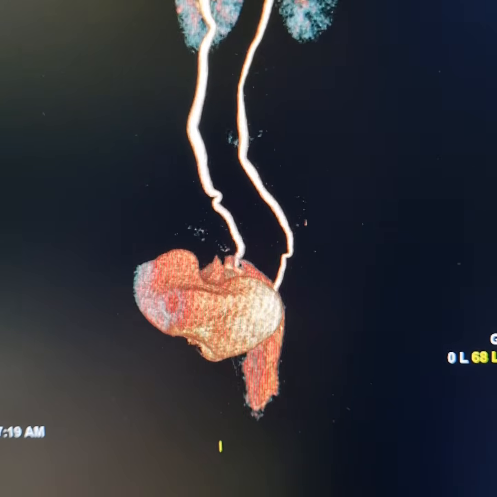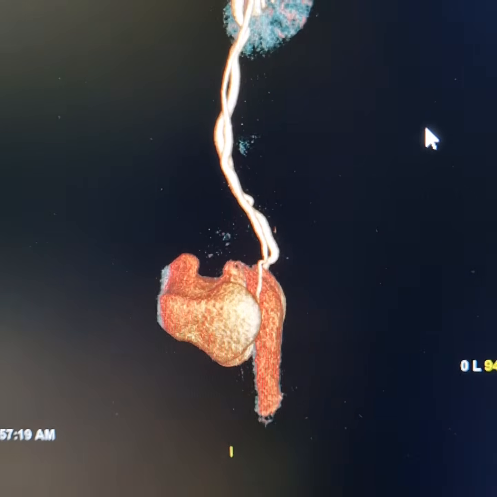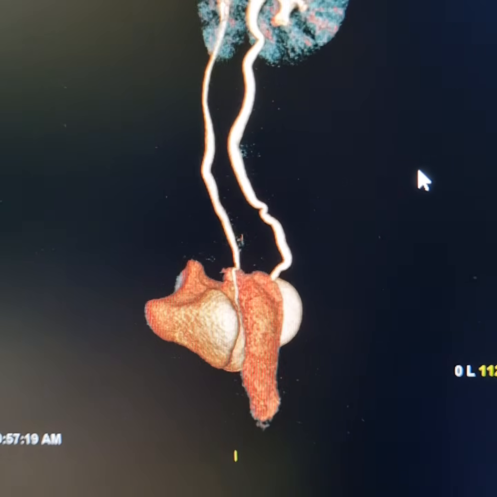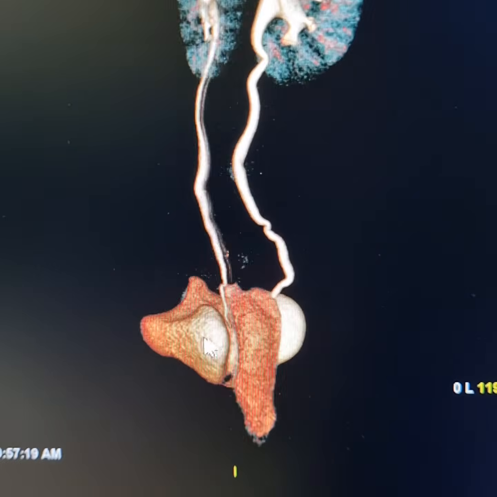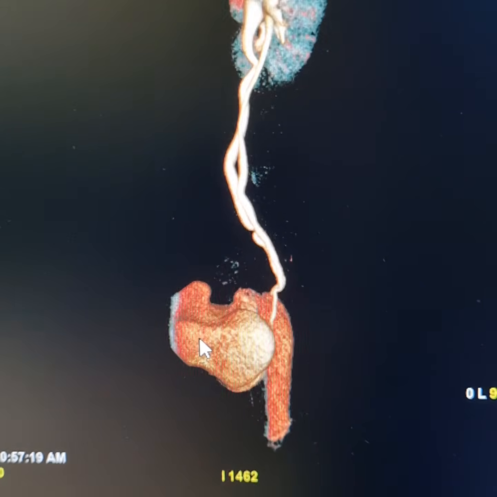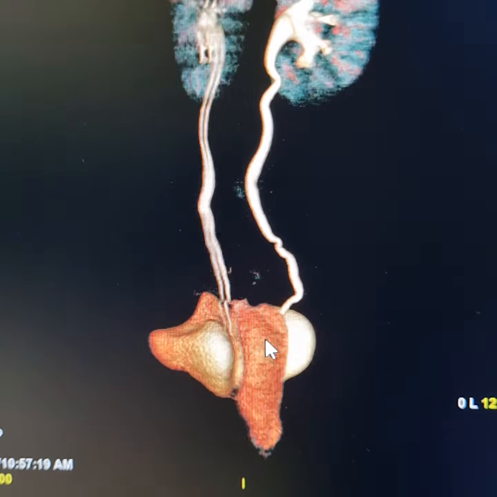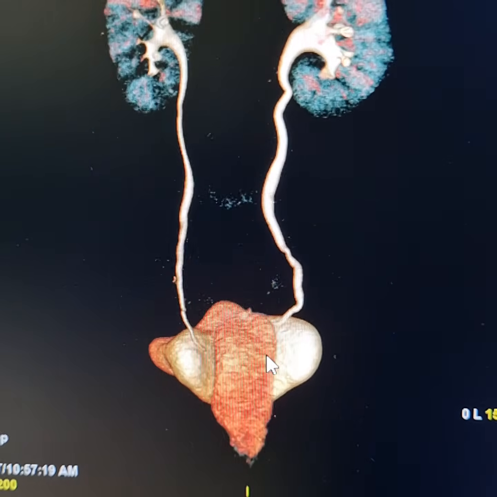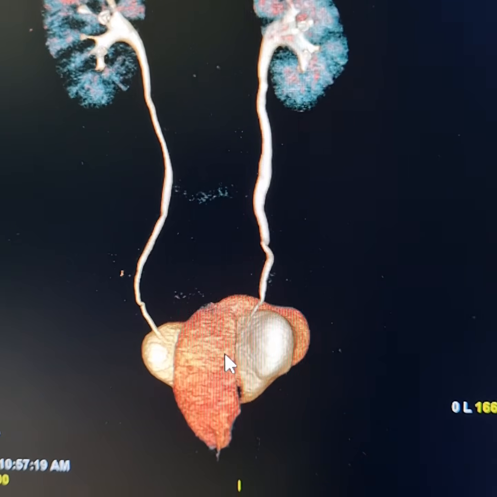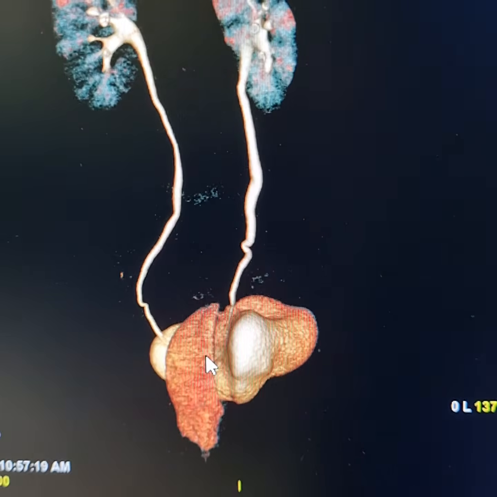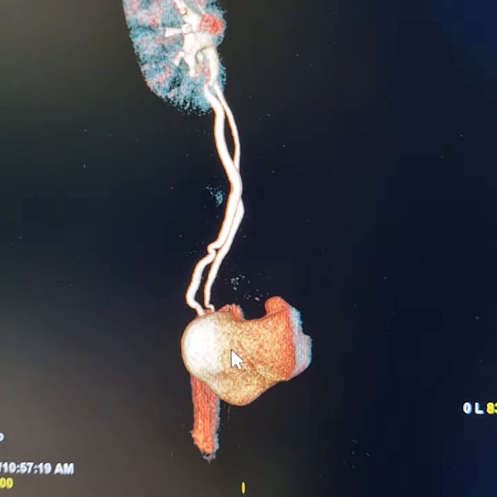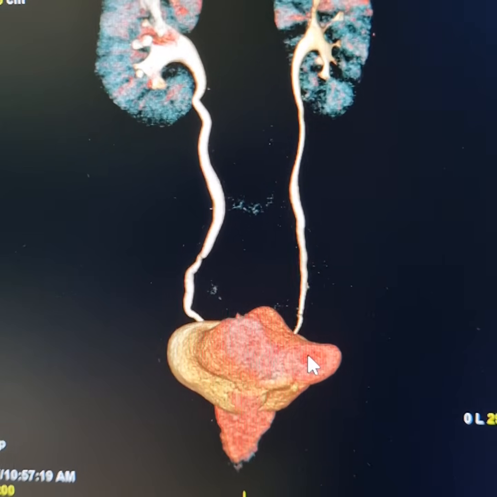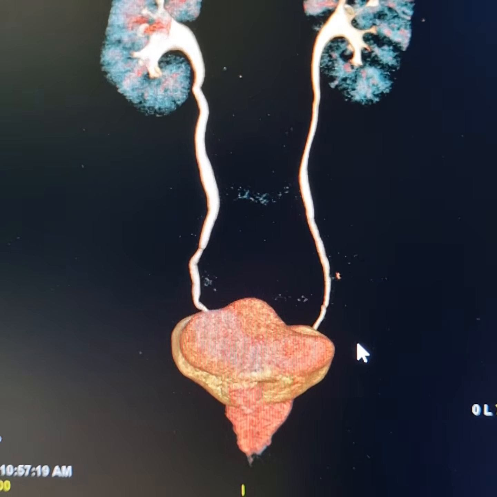This is the 3D reconstruction of the CT IVU. Both the ureters are normal. There is no communication of the ureters with the urinary bladder. Now this is the contrast-filled urinary bladder, while this is the vagina here. So it is basically a vesicovaginal fistula, and none of the ureters is involved by the surgery or in the urinary incontinence.